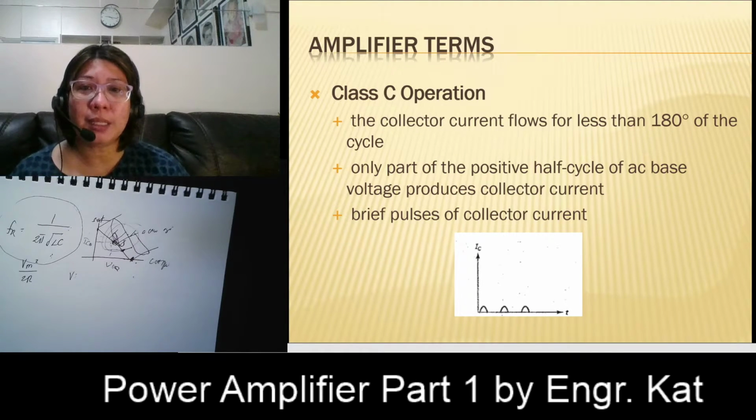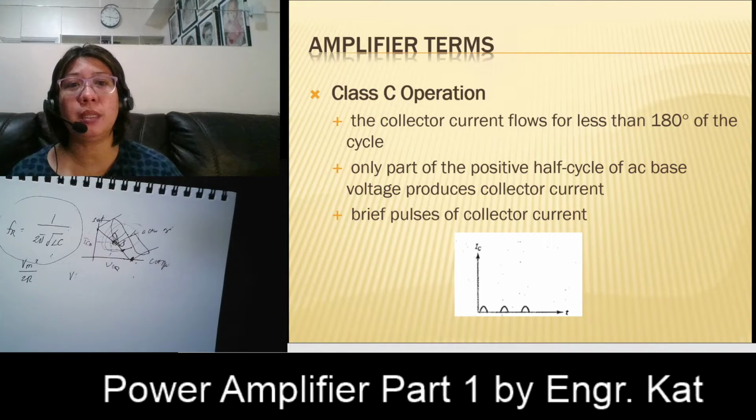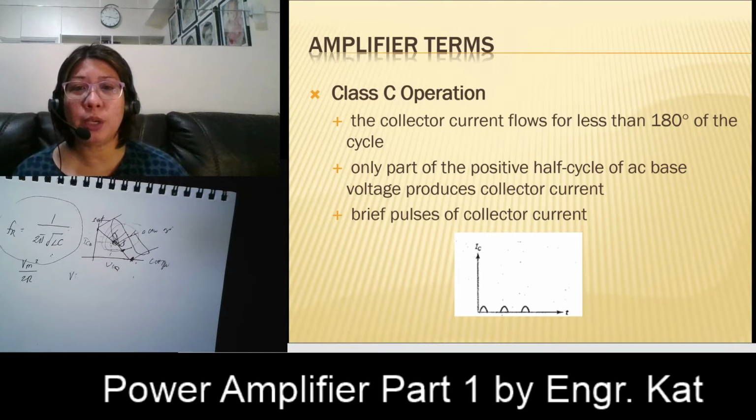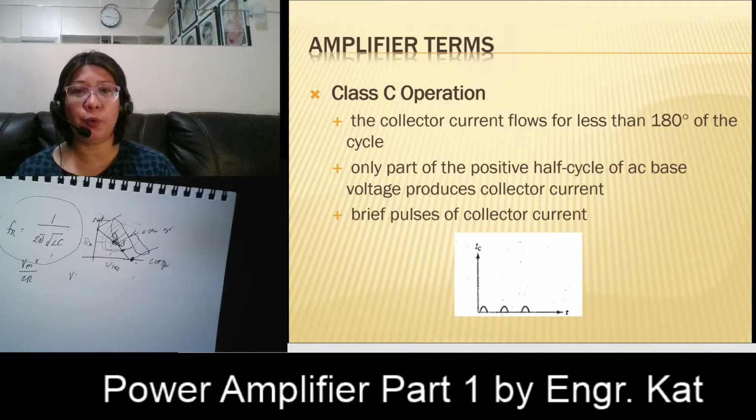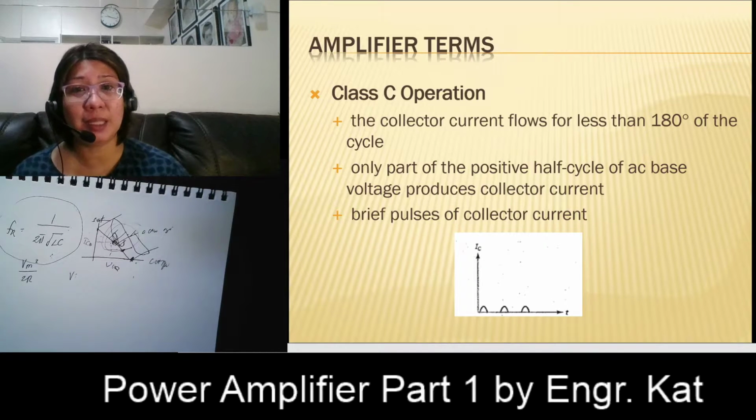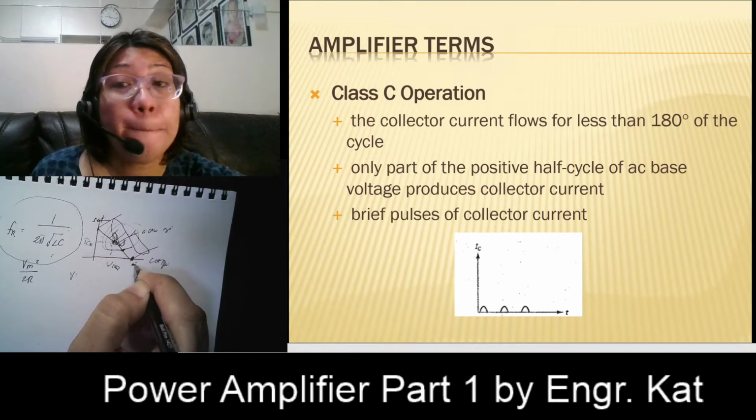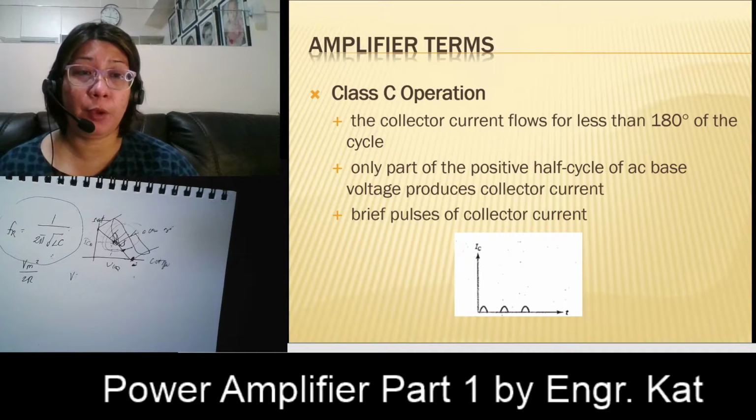Okay? So for Class C, the collector current flows for less than 180 degrees of the cycle. That means only a part of the positive half cycle of your AC base voltage produces your collector current. So as you can see, we do not produce the entire 180 degrees, but brief pulses of collector current, only a portion of your positive half. Later we will be discussing Class C. In designing Class C, you usually place your Q point somewhere below your cutoff.